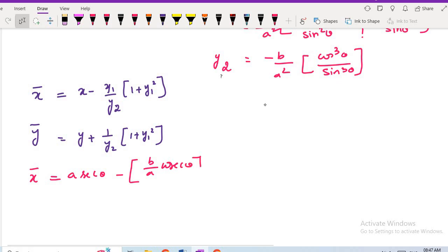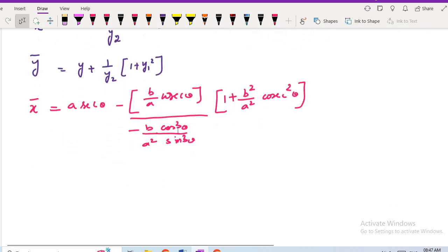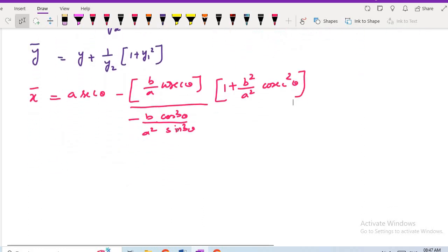Okay, and then divided by the y2 value, which is minus b divided by a square, cos cube theta by sine cube theta. Okay, and then for the rest of the term we have 1 plus y1 square. The y1 value is this, so y1 square means b square by a square cosecant square theta. Okay, now the simplification. We have to do the simplification very carefully.